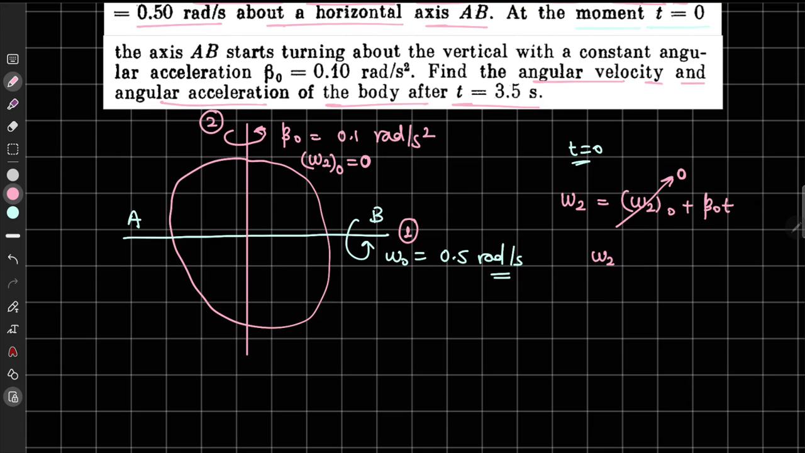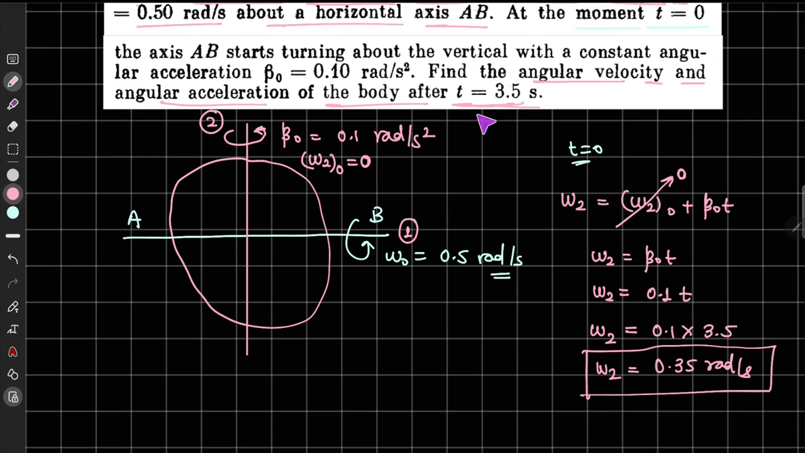So we can write omega 2 is equal to beta naught into t. Beta naught is given as 0.1 radian per second square, so we will get 0.1 into t, and we have to find it at the time instant t equal to 3.5 seconds. So we will get angular velocity equal to 0.1 into 3.5, that is equal to 0.35 radian per second. So this is the angular velocity we got at the time instant t equal to 3.5 seconds about this particular axis.